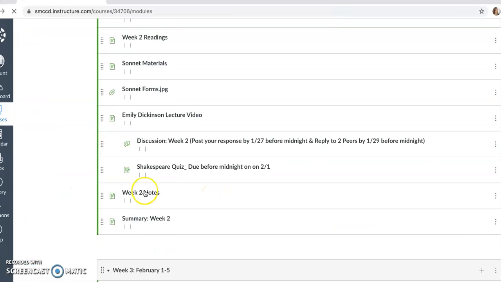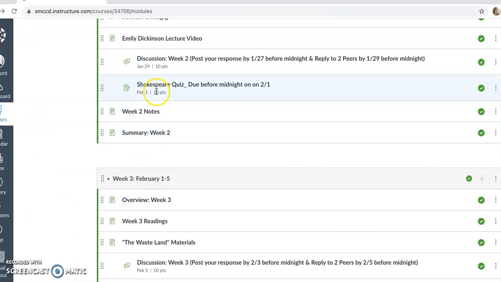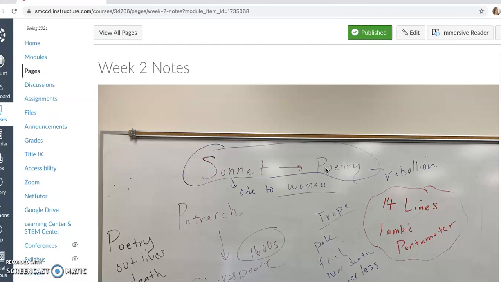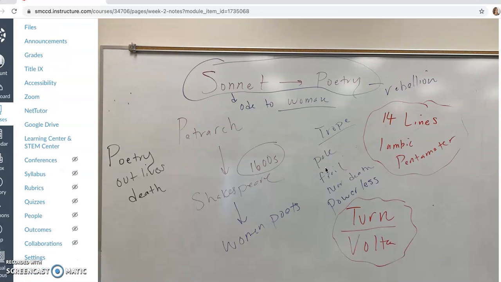Now, going to week two notes, this is where I really sort of explain some context of Shakespeare in the first slide, which I'm going to show you in a moment. Okay, so basically, sonnets start with Petrarch, and he was an Italian, and it's kind of where the whole idea of romance comes from. I mean, Petrarch pretty much invented this idea.